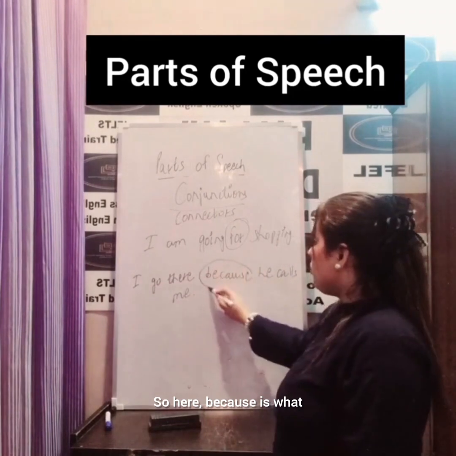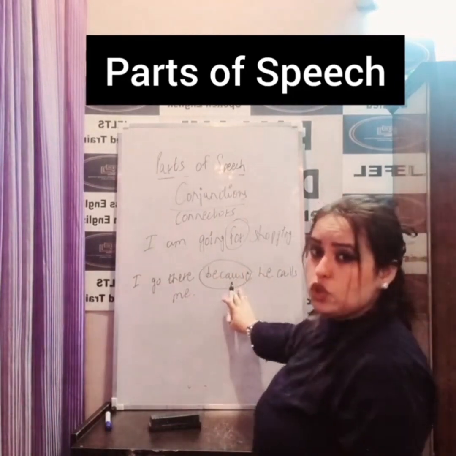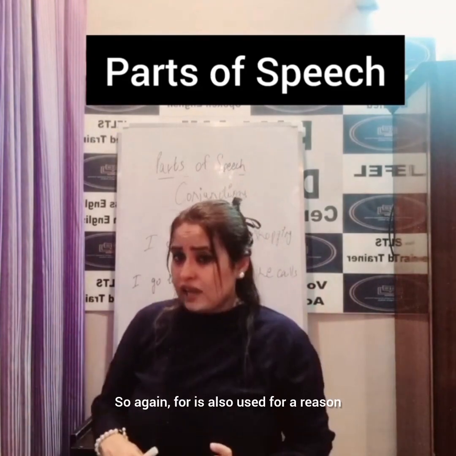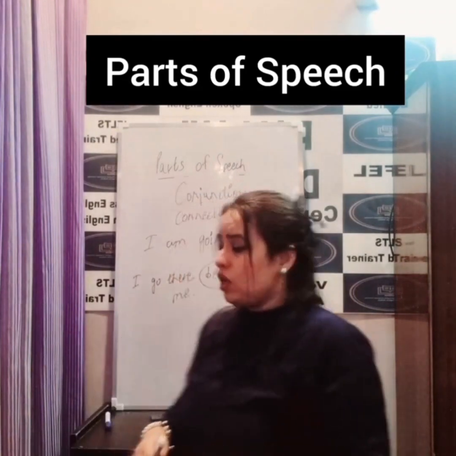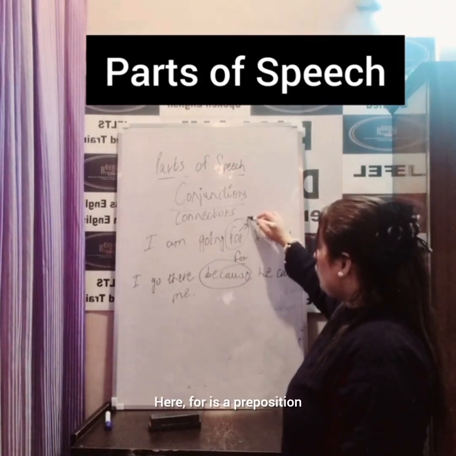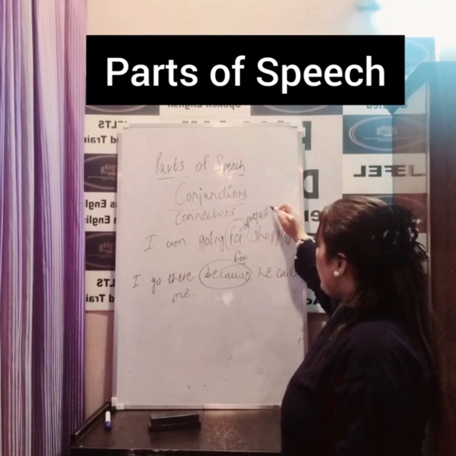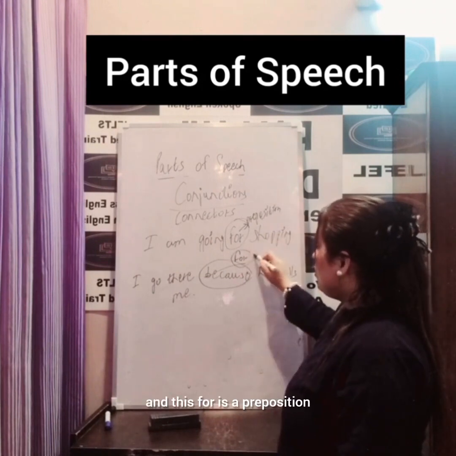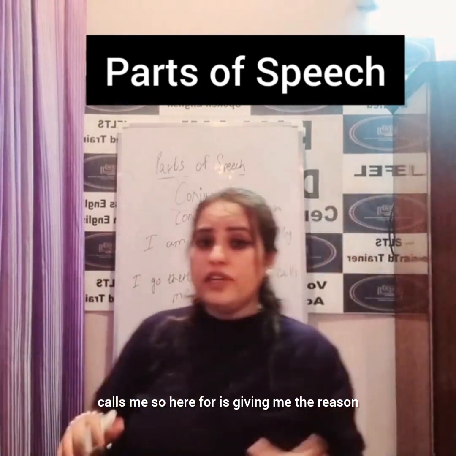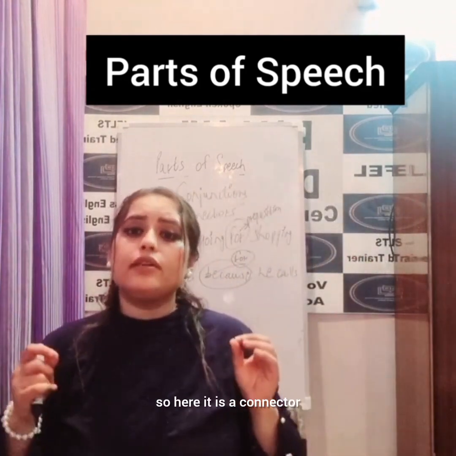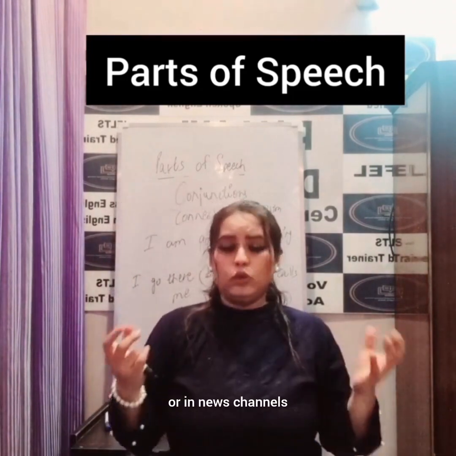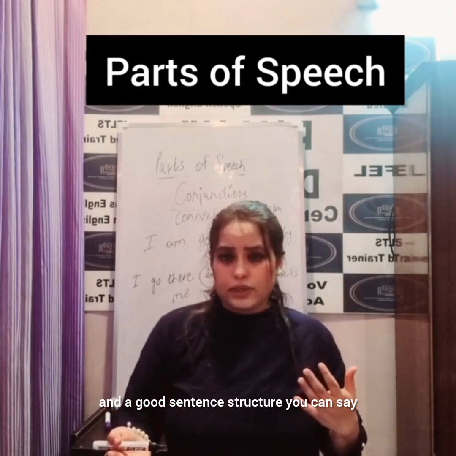So here because is what? Because is also a conjunction. So here because, why we use because? We use because for a reason. So again for is also used for a reason. So in place of because I can also use for as a conjunction. Here for is a preposition and this for is a conjunction. So I can say I go there for he calls me. So here for is giving me the reason. So here it is a connector, and this kind of sentence structure you will find in newspapers or in news channels, and a good sentence structure you can say.